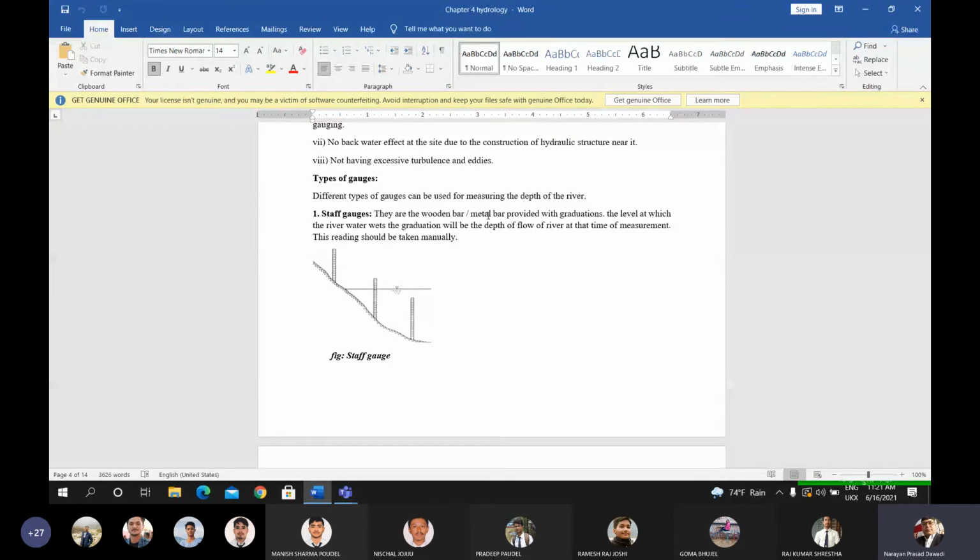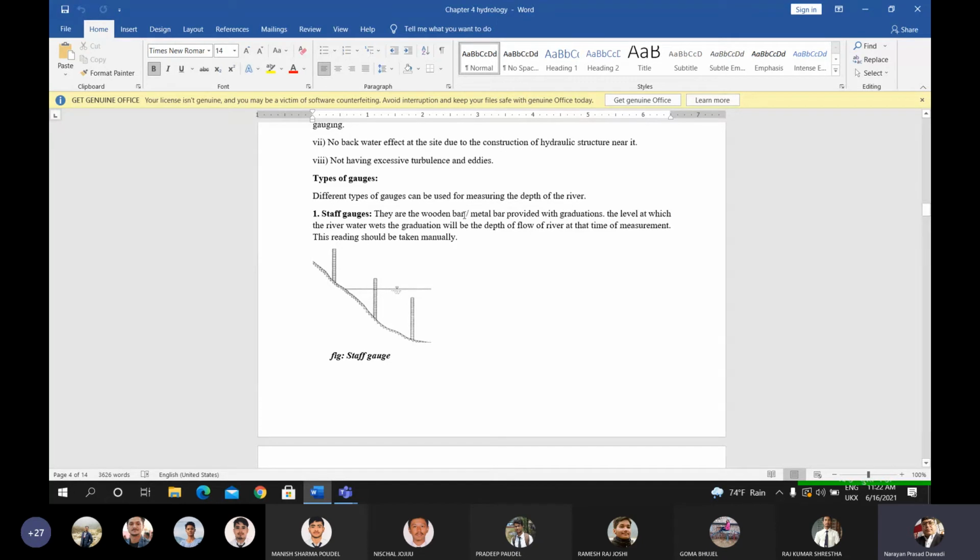Staff gauges. Staff gauges are vertical bars provided with graduations, as the staff you use for surveying. In the staff there are graduation marks as in a scale. That staff is inserted into the river, and up to which level the water washes the staff, that level is recorded. That is the depth of flow.